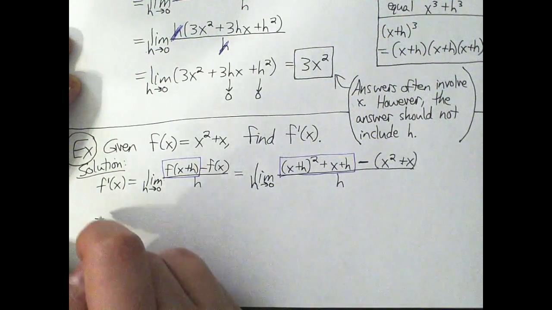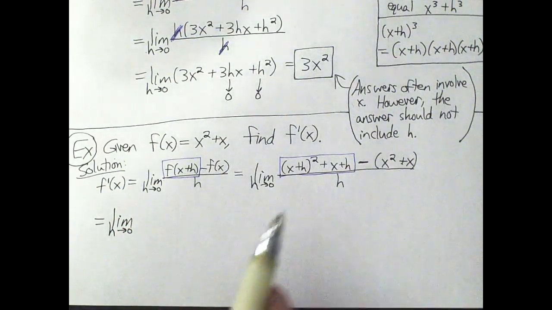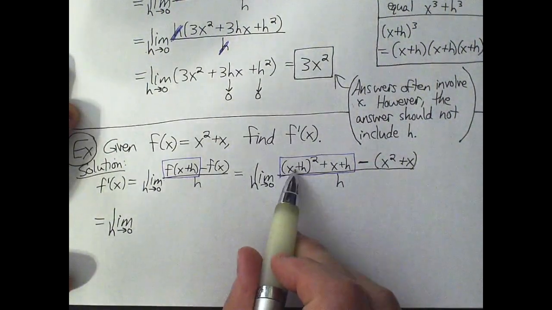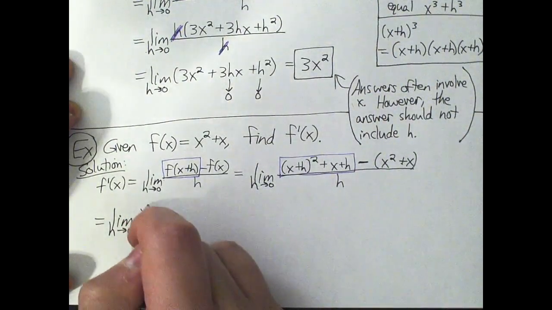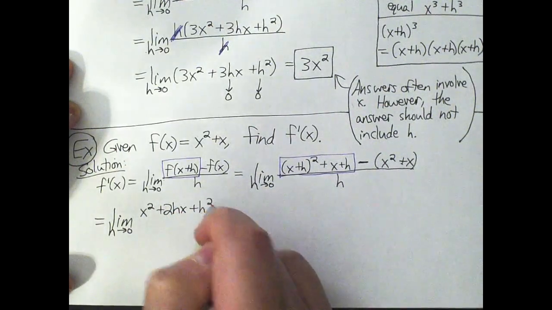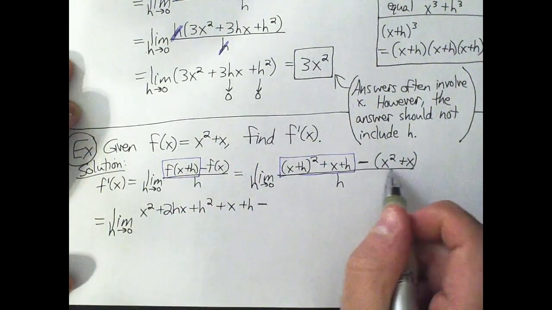If you've gotten that far, I actually think that some of the first steps are the hard ones. If you have this correct, then there's a pretty good chance you're going to get the rest of it right. So what have we done in the previous problems? We usually will expand whatever's in the numerator and then start looking for things to cross out. So I'm going to expand like this: x plus h squared gets me x squared plus 2hx plus h squared. And then we still have the plus x, the plus h. Now I'm going to distribute the minus sign here.